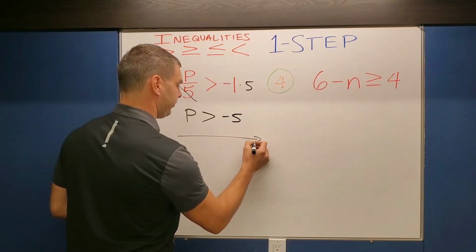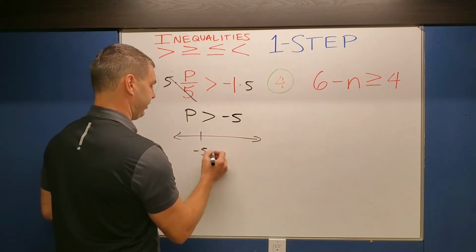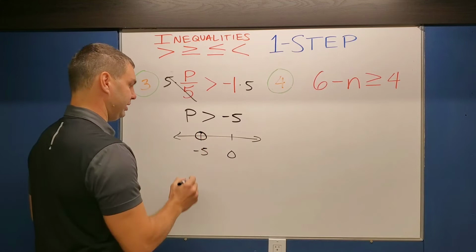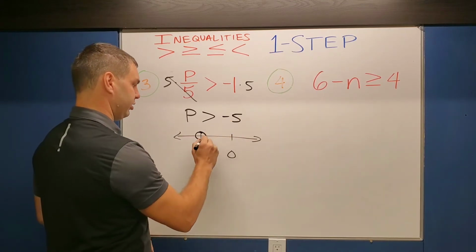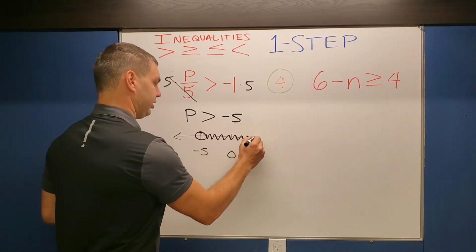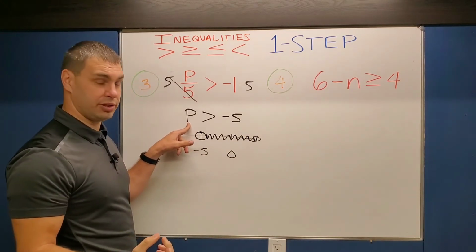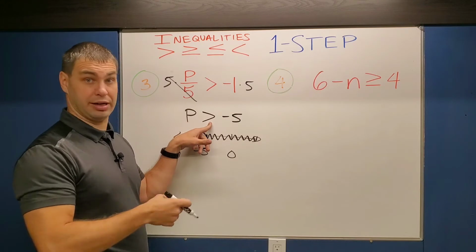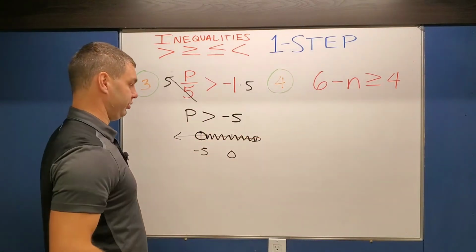To write the graph of this, again, I'm going to use negative 5 and then 0. It's a greater than, so it's going to be an open dot, and then greater than negative 5, we're shading this way. Again, a little trick here is as long as your variable is written first, you can shade the way that this arrow is going, whether it's greater than or equal to. Either way, those are both going to be going to the right.